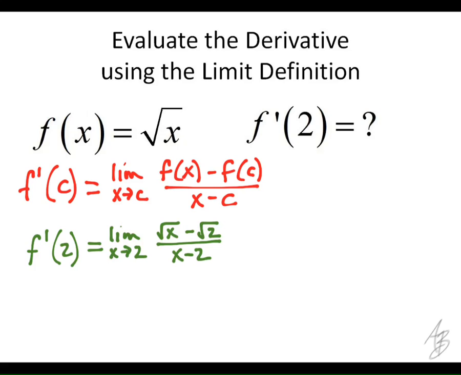There's a couple ways we could approach this. There's one way I like better than another. Any ideas what we could do here? Okay, we could multiply by the conjugate. The problem that we're going to get if we do that, and the conjugate here would be the square root of x plus the square root of 2, right? Yes.